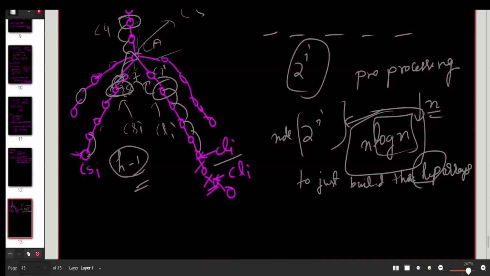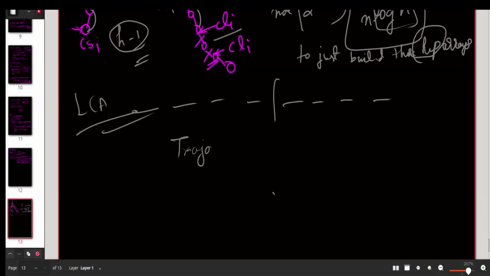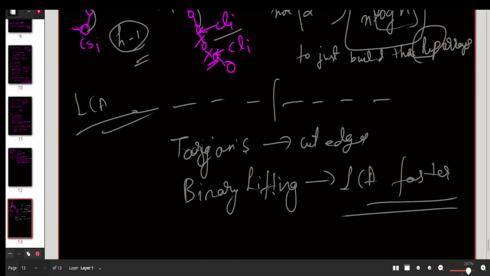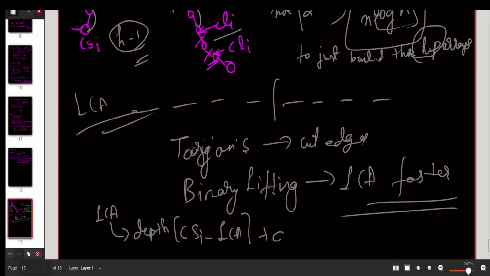It all boils down to approximating the binary representation at which the LCA could be present. So first we went through Tarjan's algorithm, and then we went through binary lifting. You need this to find cut edges. You need this to find LCA faster. So once you know where the LCA is, it's easier to find out the depth of CSI relative to LCA and the depth of CLI relative to LCA. You can see it in the code I will be showing. So this is the intuition behind binary lifting.